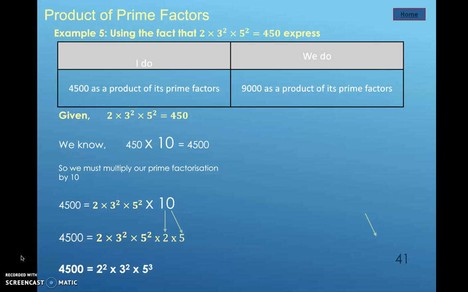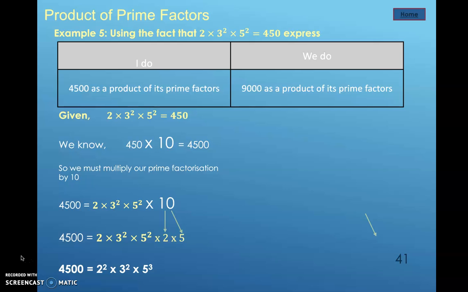We want to use this to show 4,500 as a product of its prime factors. So we know that 4,500 is 10 times larger than 450. So we just need to multiply our prime factorisation by 10 as well to make it equivalent to 4,500. So 4,500 is equal to 2 times 3 squared times 5 squared, then times by 10.